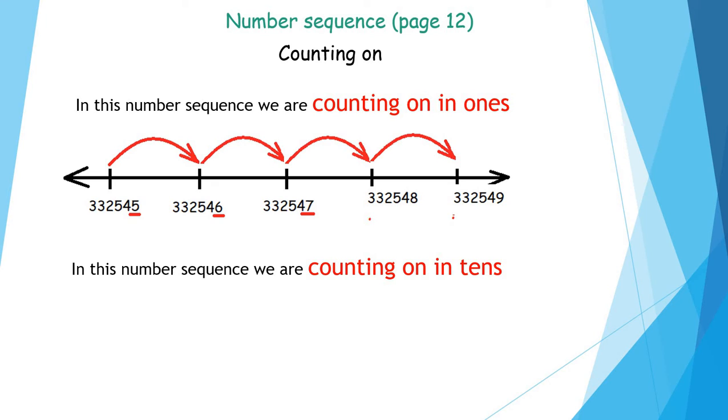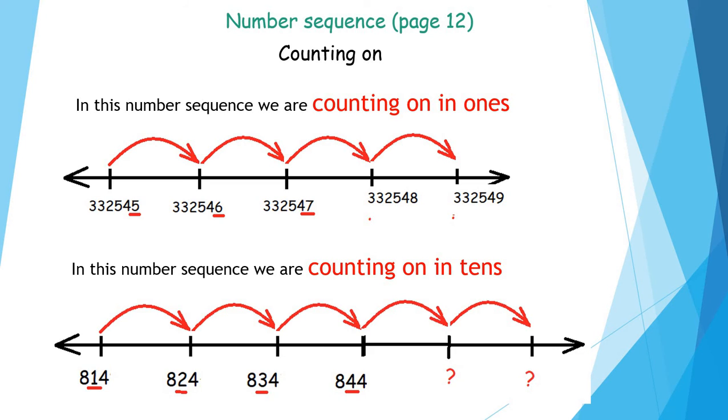Now let's take another exercise. In this number sequence, we are counting on, but where? In tens. So we are adding or changing something on the tens place, and this change is adding. We are counting on, going forward. We are adding, giving this place some more. Okay, so it's more. Perfect.